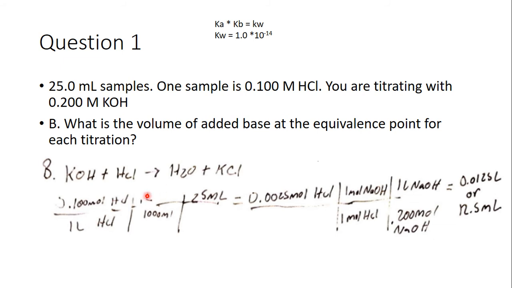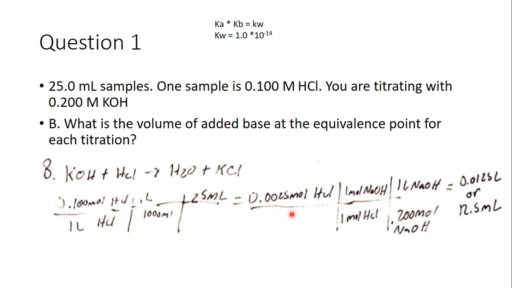Instead of having it in liters, I'm going to go to milliliters. For 1 liter, there's 1,000 milliliters. The reason I'm doing this is because I want to know how many moles of hydrochloric acid I have, and I added 25 milliliters. So my units are 0.100 molar HCl divided by 1,000 milliliters of HCl. I use 25 milliliters, so I multiply that by 25 milliliters. Milliliters cancel out, and the number of moles of HCl I have is 0.0025.